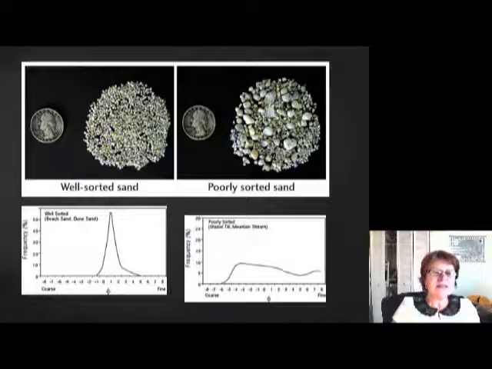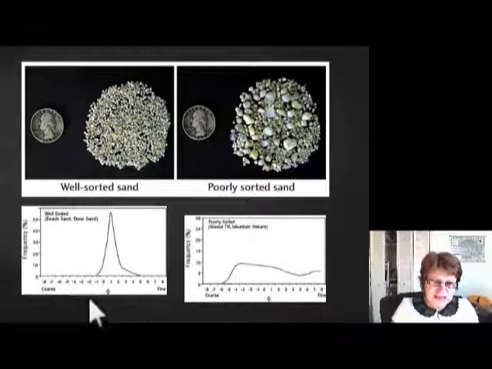And this one shows you an example for each. This is a very well sorted coarse sand. And if you look at the distribution curve, the grain size distribution, this is the grain size and this is percentage.